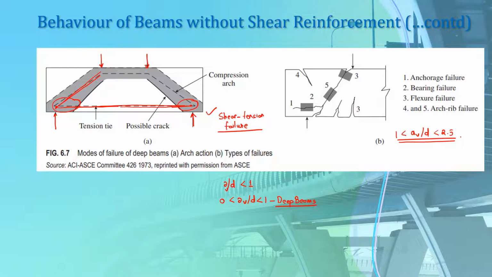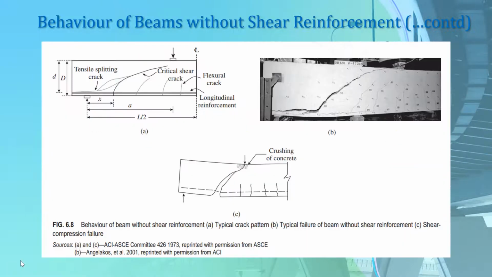And as that additional load is increased, the final failure of such beams will be caused by a bond failure or a splitting failure or a dowel failure along the tension reinforcement, or by crushing of the compression zone over the top of the crack. That is also known as shear compression failure. So you can see the shear compression failure in this diagram here.